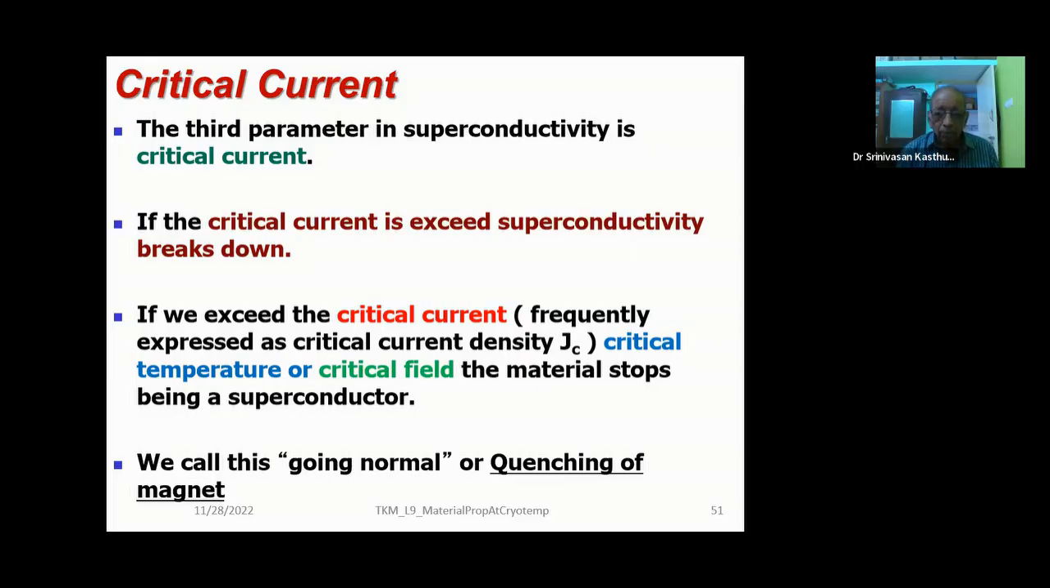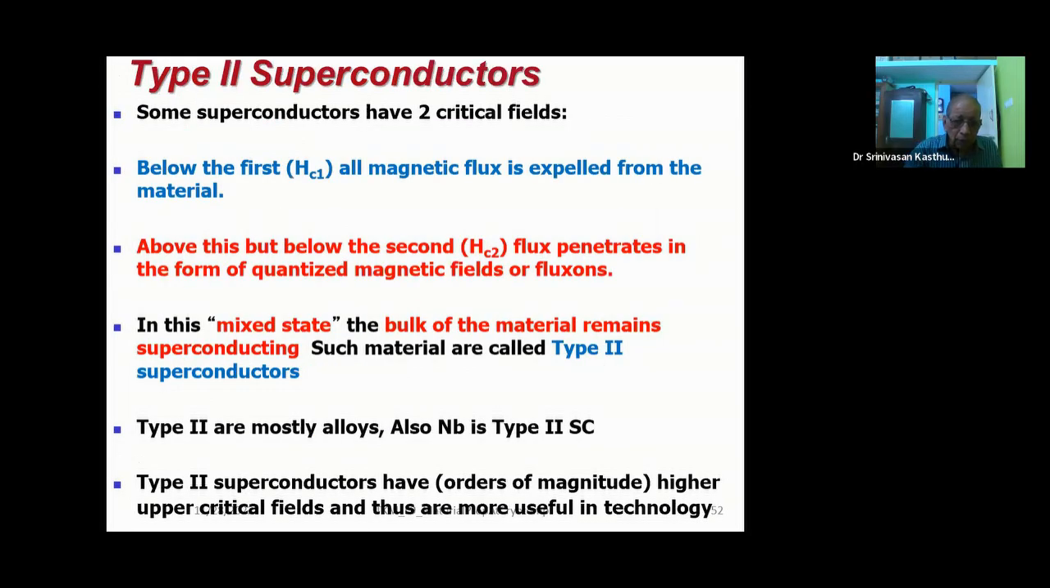Now, if you have a magnet built by a superconducting wire, and the magnet quenches, it means it is going from the superconducting state to the normal state. So now there are three parameters. The first parameter is the critical temperature. The second parameter is the critical flux. The third parameter is the critical current.